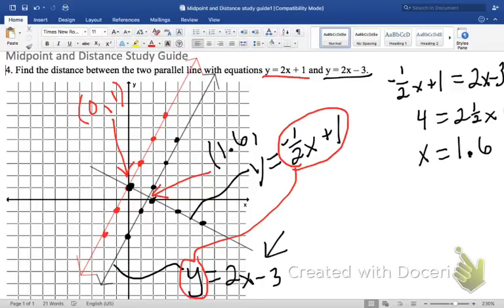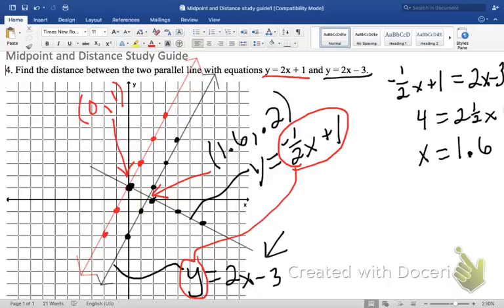I'm going to do all that just on a calculator. So 2 times 1.6 minus 3, it's 0.2. So the y-coordinate there is 0.2. And you know what? That looks pretty reasonable with my graph. It does look like that point is over a little more than 1.5 and up about 1/4. So it looks accurate.